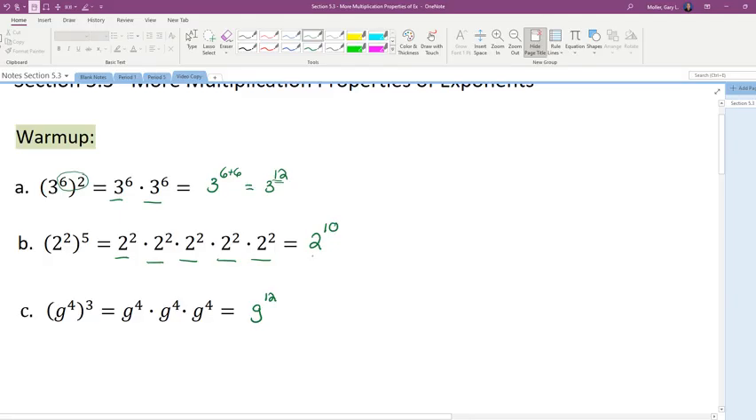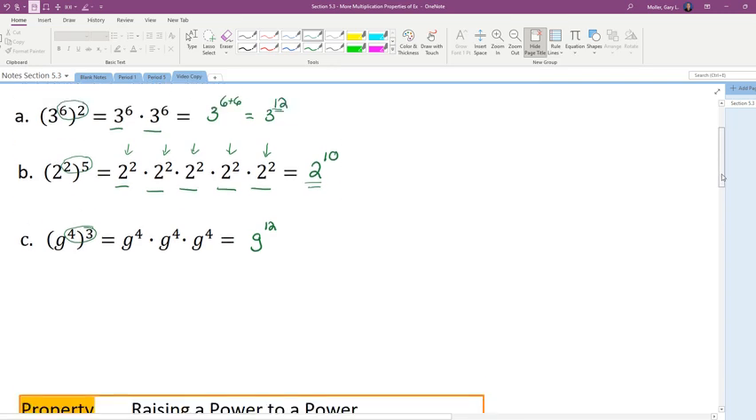Here we got 2 to the 10th, which is just doing 2 times 5. And again, why are we getting 2 times 5? Because this is saying we have 5 groups of these 2 squareds. So when you have 5 groups of something, that's what multiplication does. So g to the 4th cubed, we multiply the powers together, and we get g to the 12th. So that is the faster way of getting to the same answer we got the first time.